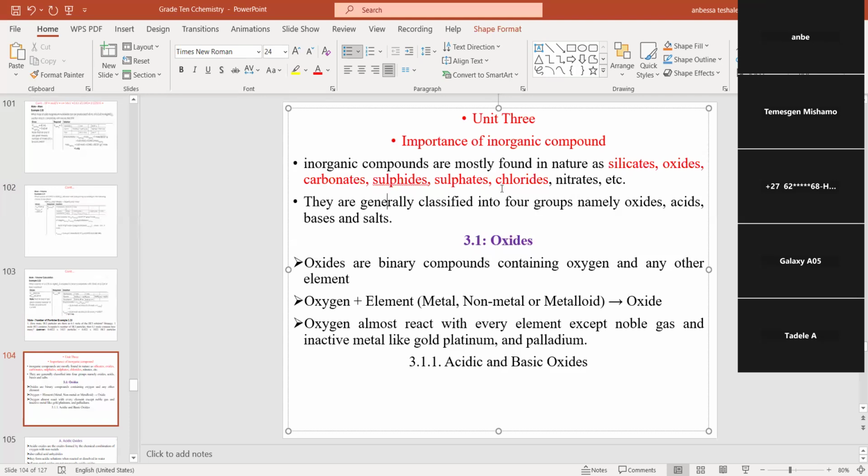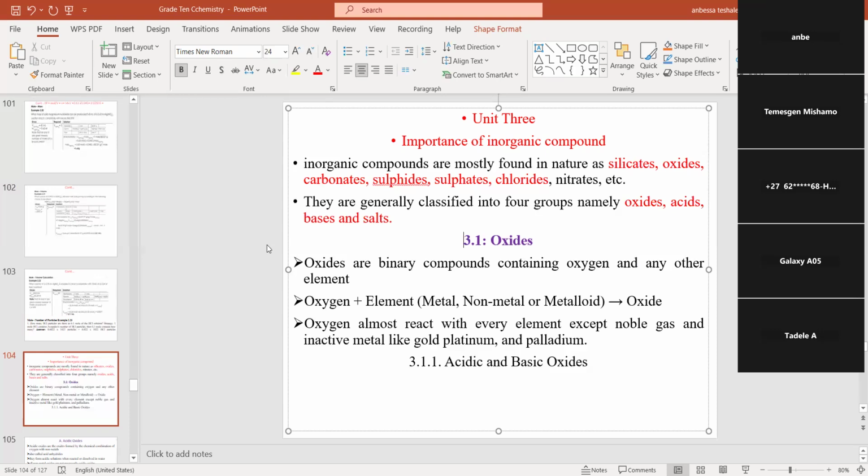So inorganic compound generally classified into 4. በአጠቃላይ ለአራት እናካፍላቸዋለን inorganic compounds. አንደኛ oxide, acid, base and salt are 4 classification of inorganic compound. So the first classification of inorganic compound is oxide.